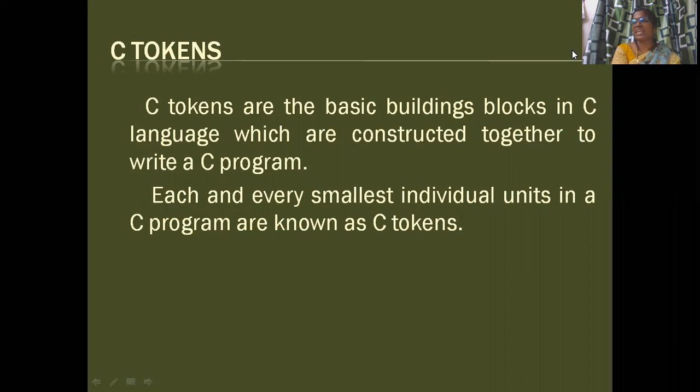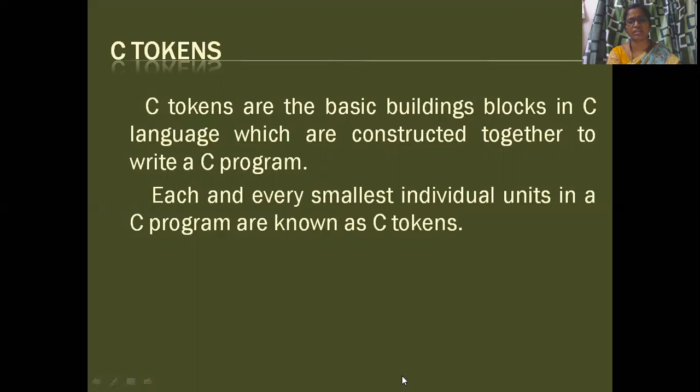So let's see. C tokens are the basic building blocks in C language, because without these words, we cannot build a C program. They are constructed together to write a C program. So our program can be implemented by making use of tokens. Each and every smallest individual unit in a C program is known as a C token, a smallest unit which cannot be divided more.